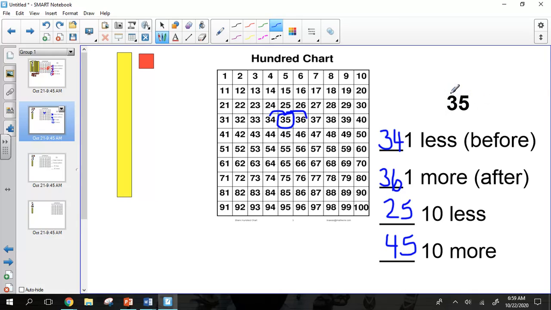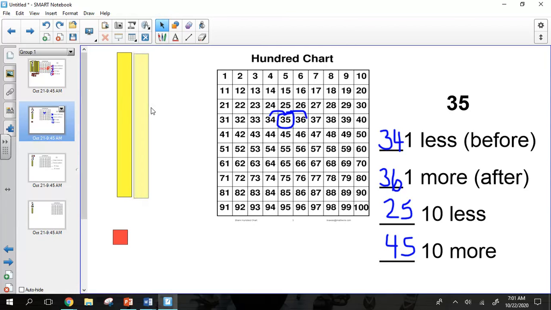10 less, this is my tens. What if I take one of those tens instead of 3? It'll be 2. That's 25, or 10 more. So I want to add 1 ten to the 3 tens. 3 tens and 1 ten makes 4 tens. So then I have 45 altogether.